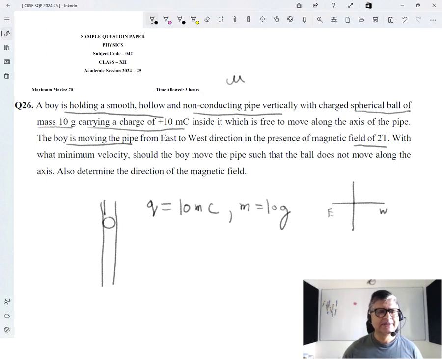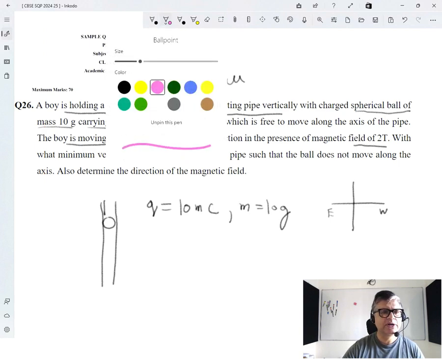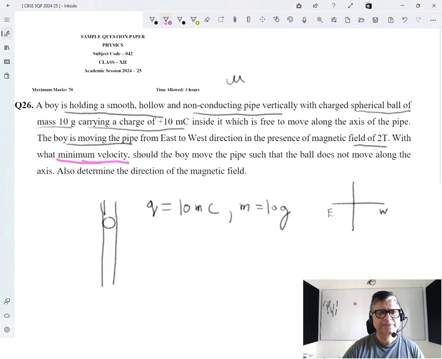Now the question is, what should be the minimum velocity? This is important. What is the minimum velocity so that the ball does not move along the axis? We know the boy moves, which means the boy's velocity will go to the ball itself. The ball will generally like to go down, and there is a magnetic field also. The magnetic field could be inwards, could be outward. We need to decide that. But the point is, why is it that the ball will not move? What is that condition?